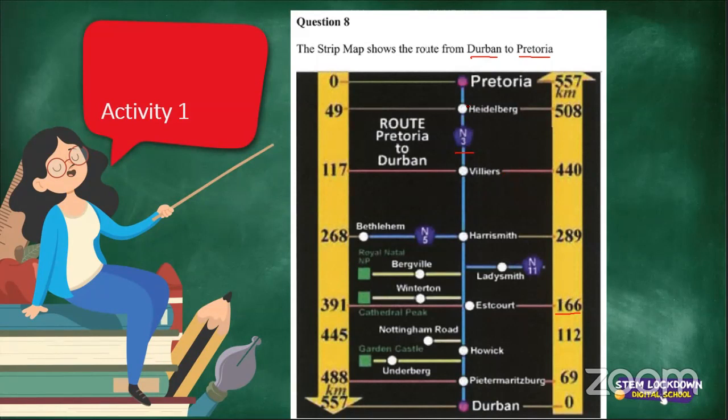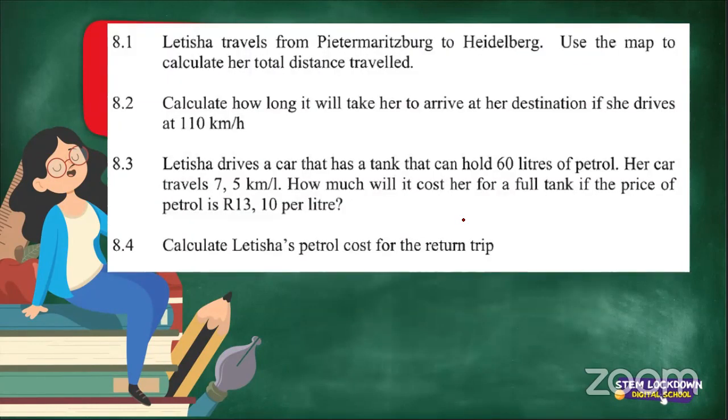If you're traveling from Pretoria, after 49 kilometers you would have gone past this town, Heidelberg. And then after 117 kilometers from Pretoria, you'd have gone through Villiers, and so on. So this is basically a simple strip chart. Let's look at the question they may ask you in an exam if they give you something like this. So working together again, this is question 8 from an exam paper.